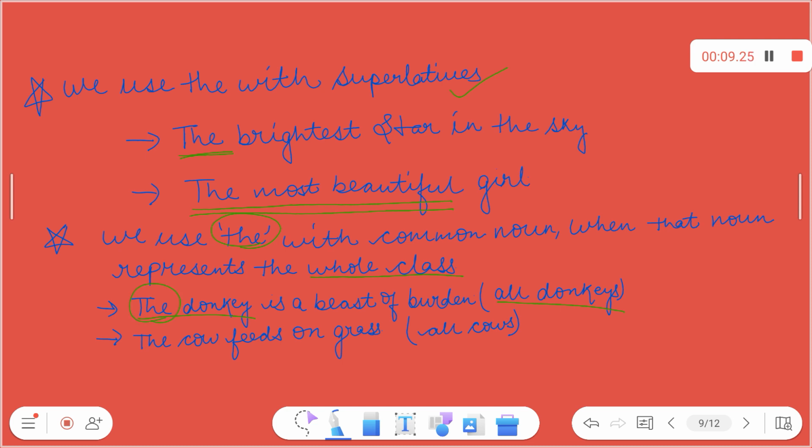Now comes, the cow feeds on grass. When I say the cow feeds on grass, I'm not talking about any particular cow. I'm talking about the whole class of cows, all cows here. So I'll be using "the" over here.